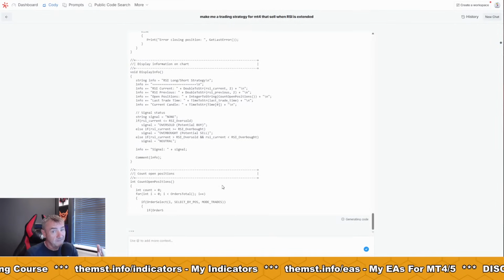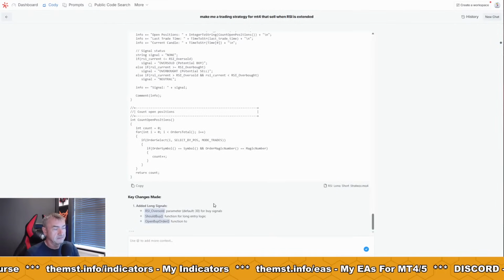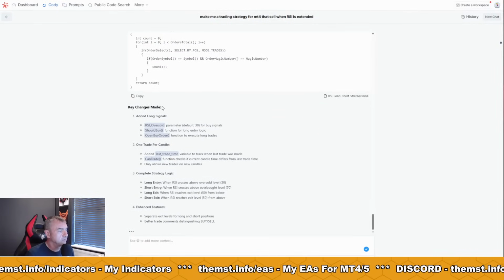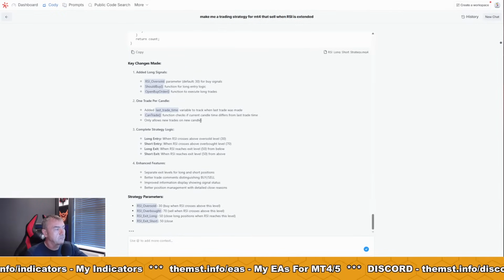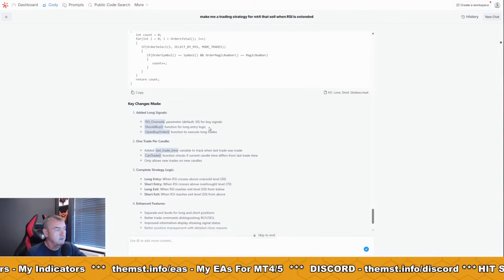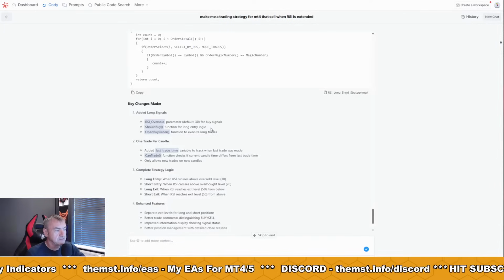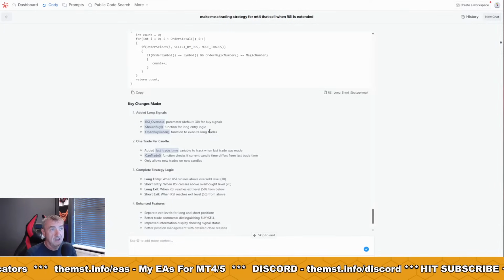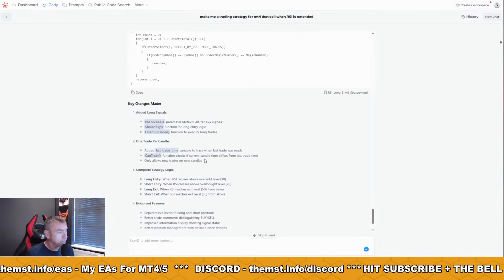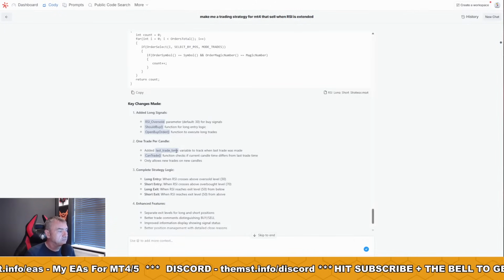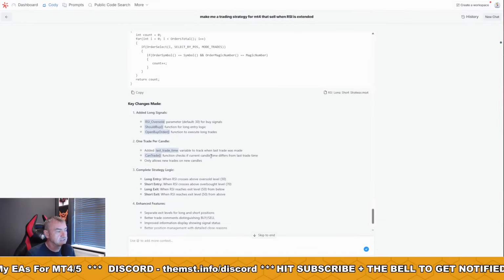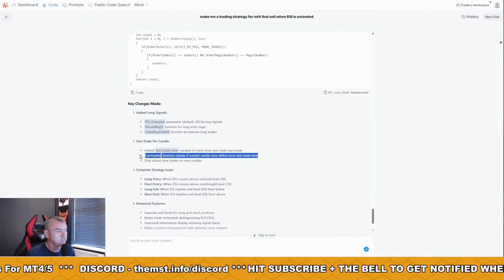The reason I'm picking something fairly simple is because obviously the more complex it is, the more time it's going to take to code. Okay, so here's an overview of what's changed. RSI oversold parameter for buy signals, should buy function for long entry. So it's changed some logic to say we want a short entry and a long entry because it only had the one. Open buy order, obviously. Last trade time variable to track when the last trade was made. Can trade function checks if the current candle time differs from the last trade time.